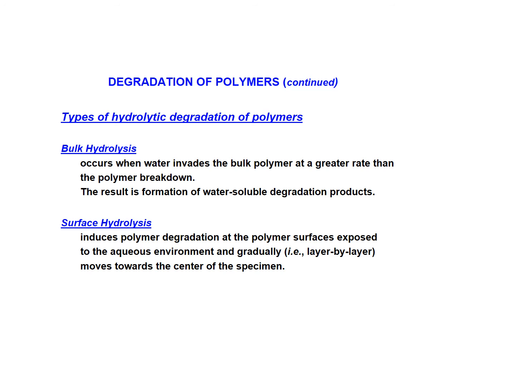Another type of degradation of polymer is what is called surface hydrolysis. This process causes the degradation of the polymer as the surface is exposed to the water environment of the body and gradually, layer by layer, moves towards the center of the specific polymer specimen.